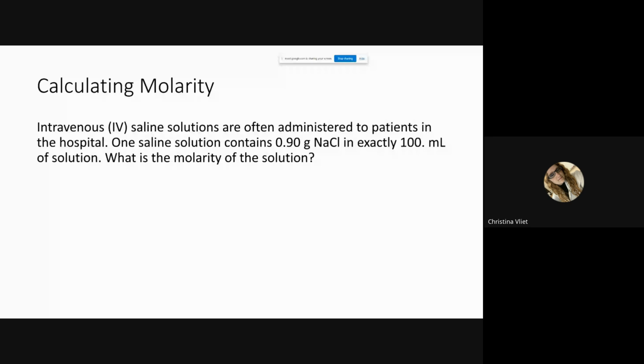Calculating molarity. So how do we do this? Welcome back. How do we do this? Well, let's take a look at the question. And just like solving any other math question, we're going to go through our process. This first question talks about IV. Anybody ever heard of an IV before? Roman numerals. Someone's in a hospital. And yes. Nutrients.